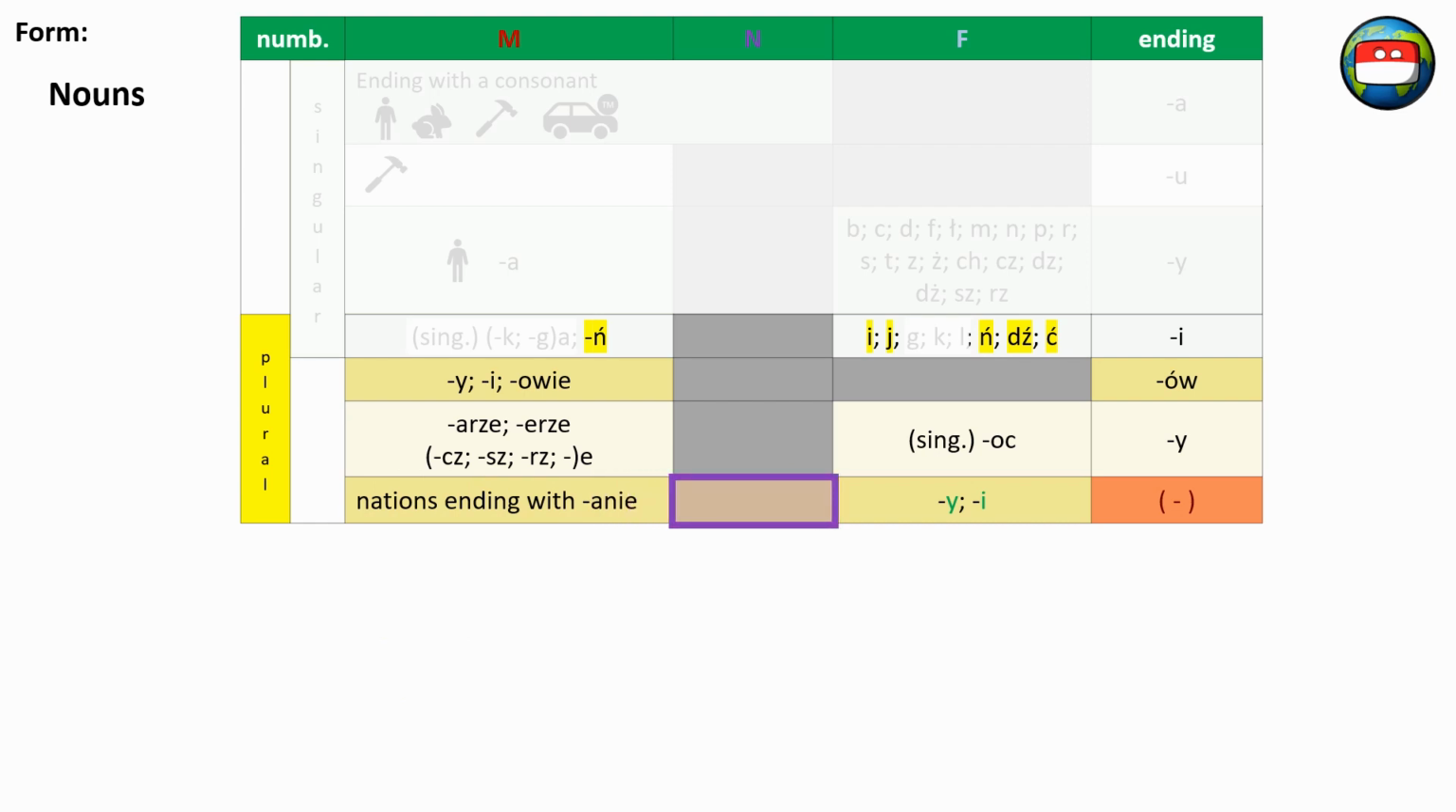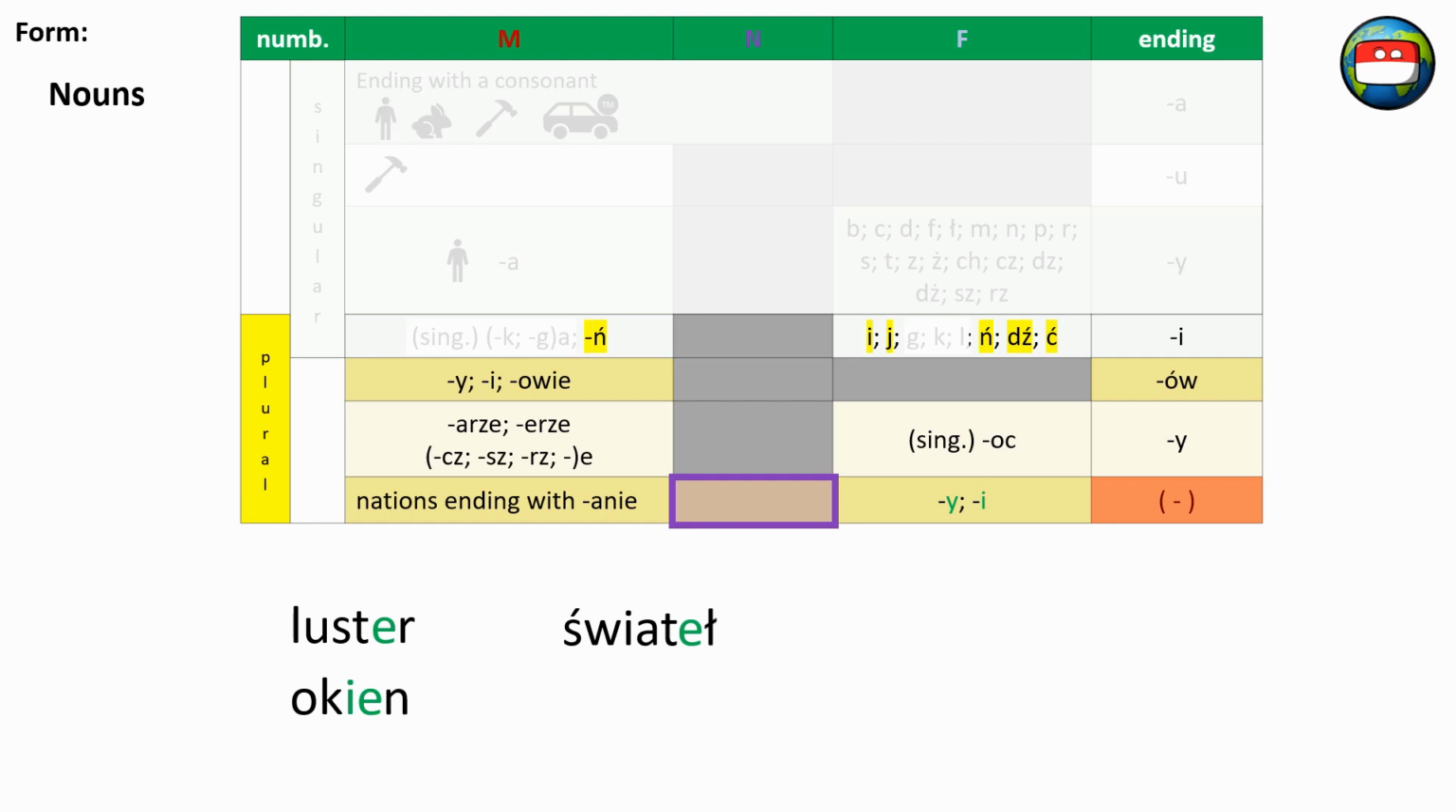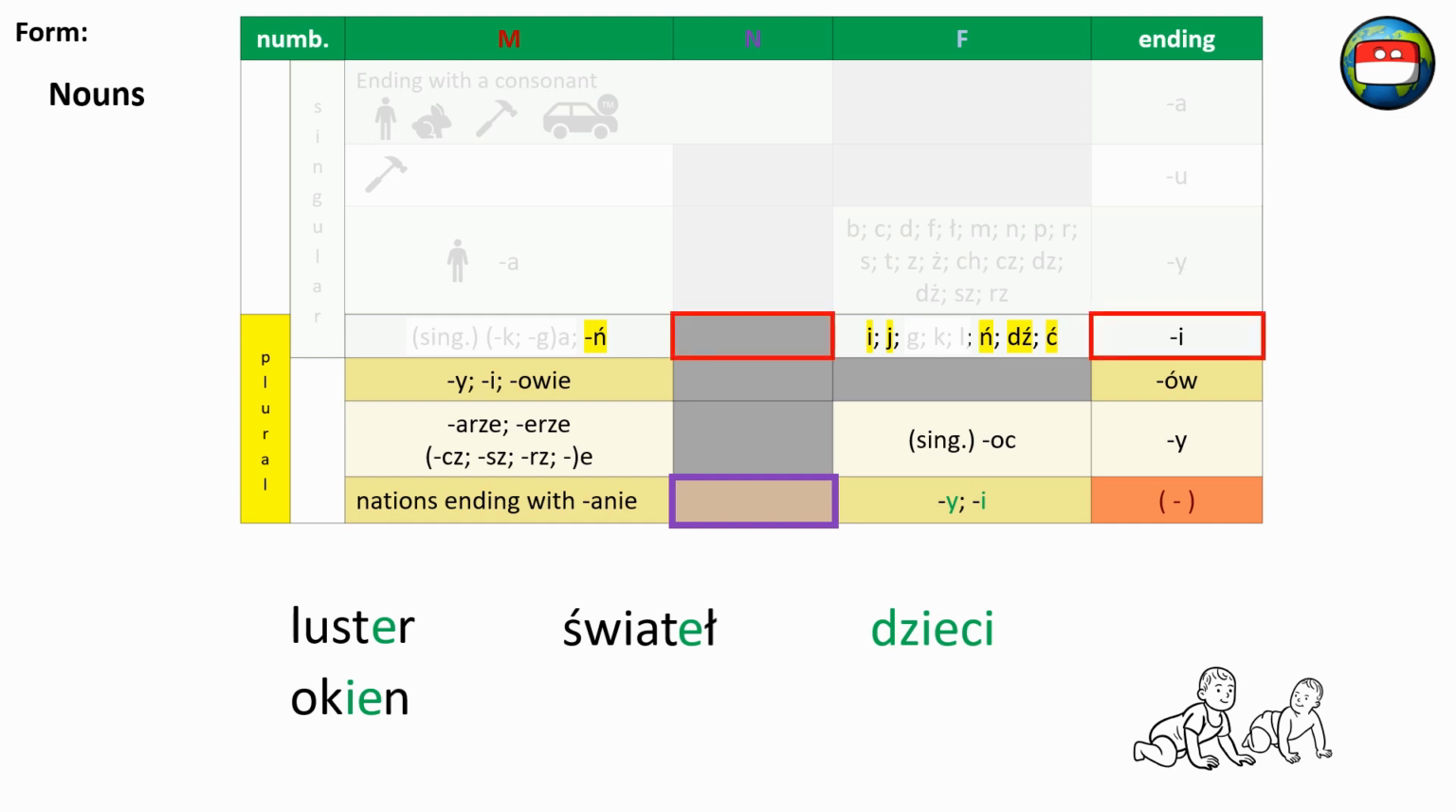For the nouns in the neuter gender, not only we have to drop the last letter, but also add a sound in order to pronounce it more easily. See the examples. Lustro, lustra, plural nominative, lustra, genitive, luster. So here we had to add the letter e. Okno, okna, okien. This time it was the ie sounds. Światło, światła, świateł. A neuter word that is slightly different from the previous ones would be, for example, dziecko, dzieci, and the genitive also dzieci. So I guess it can be counted as this category.